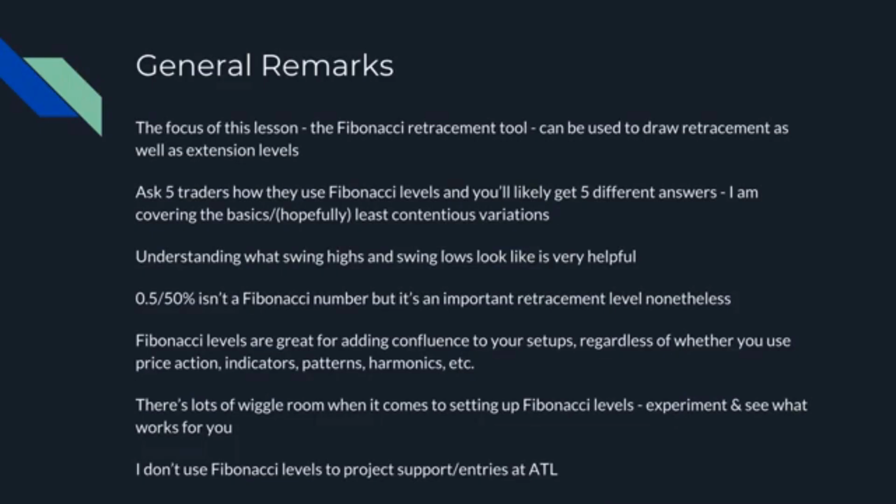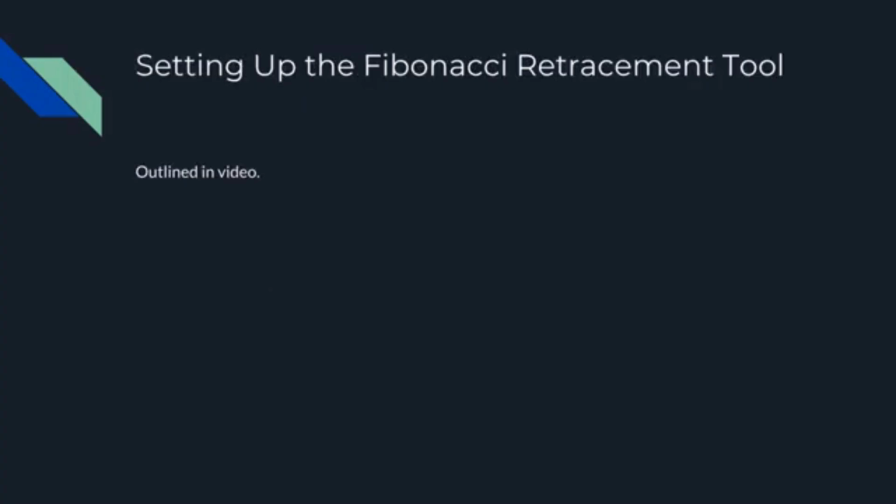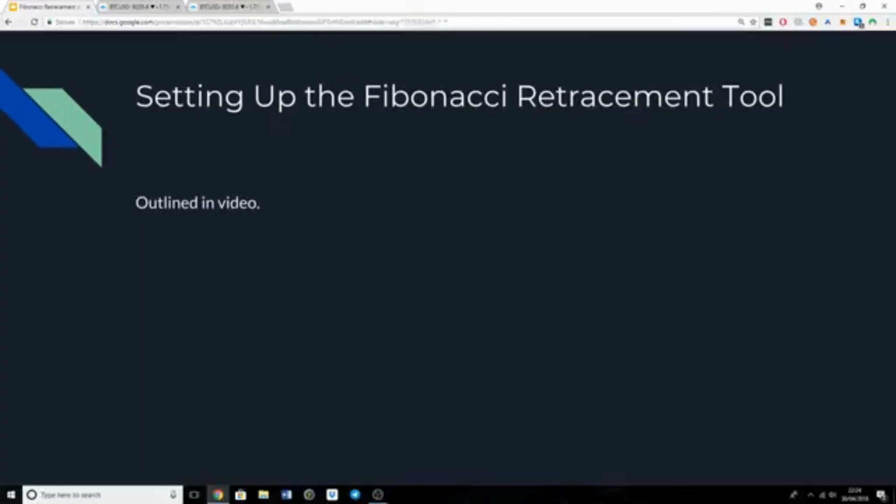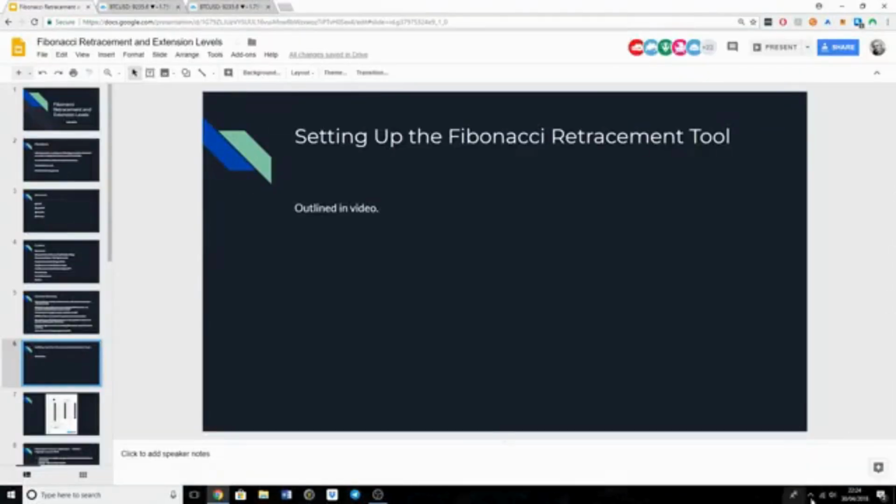And then the last one, more of a technical point, that I don't use Fibonacci levels to project support or potential entries at all-time low. We will discuss how to use them for prices at all-time high, and as sort of logically inconsistent as it may seem, I simply haven't found the useful application for this tool when price is at all-time low. Right. So setting up the Fibonacci retracement tool.